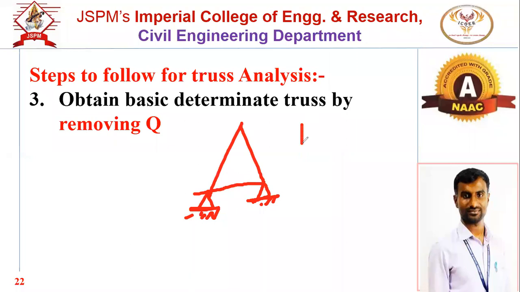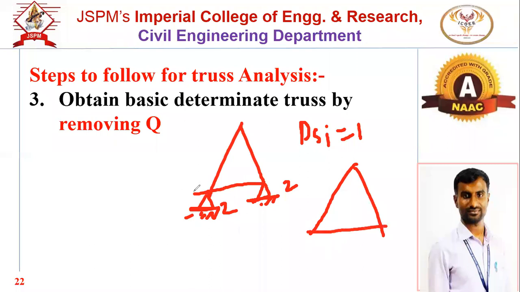So DSI is 1, DSI काय आहे? DSI is 1. So we have to remove one reaction. इथं काय असतील? 2 रिॲक्शन असतील, इथं असतील 2 रिॲक्शन. Now we have to remove any one reaction. Now we will remove this horizontal reaction at this first support. Now here I will get vertical reaction, and at other end I will get vertical reaction as well as horizontal reaction. समजते का? बघा इथं काय होतं? 2 रिॲक्शन होत्या हिंजच्या, इथं पण 2 होत्या.